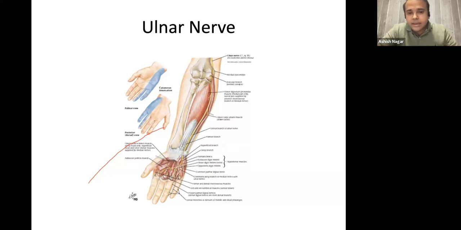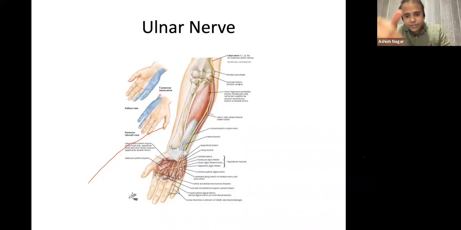As you can see, the nerve is passing through the elbow. It passes between the medial epicondyle and the olecranon process. So that's where this ulnar nerve has a high susceptibility of being entrapped.